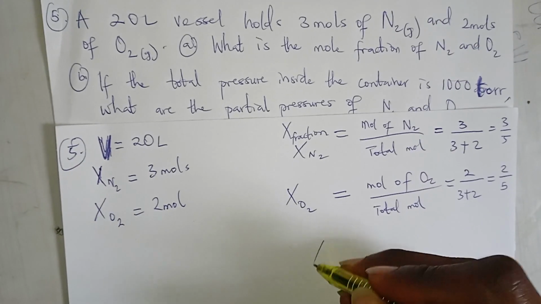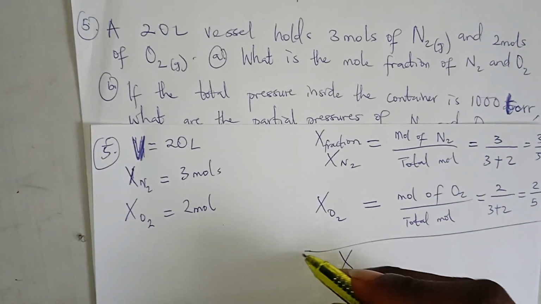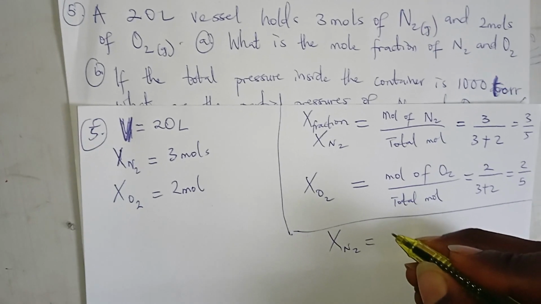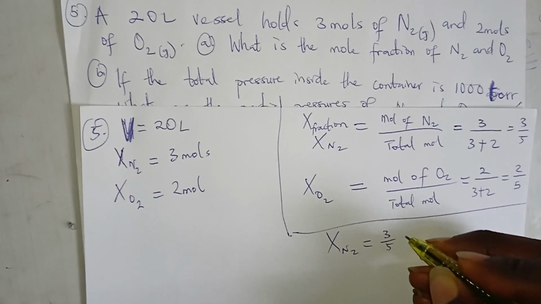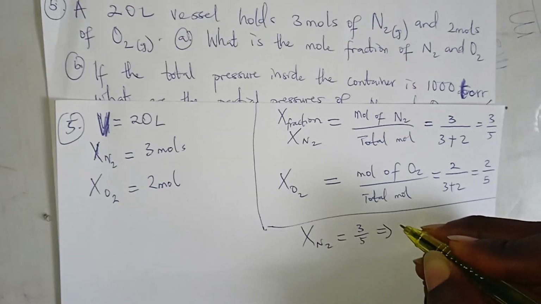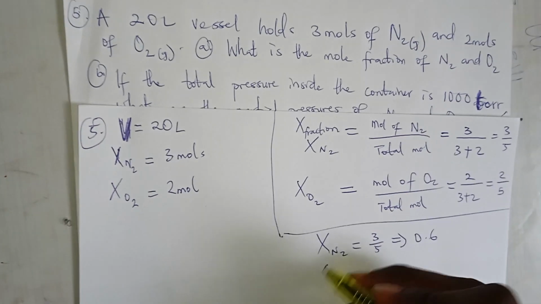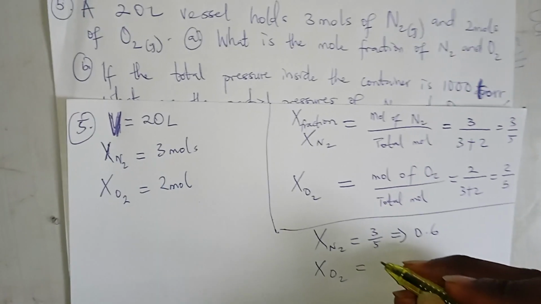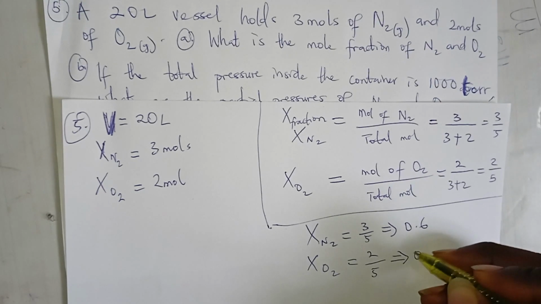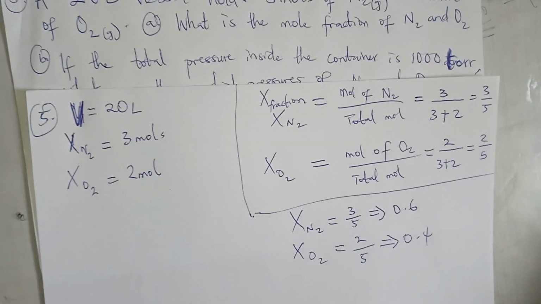So that means that the mole fraction of N2, 3 over 5, is equals to 0.6. And 2 over 5 is equals to 0.4.